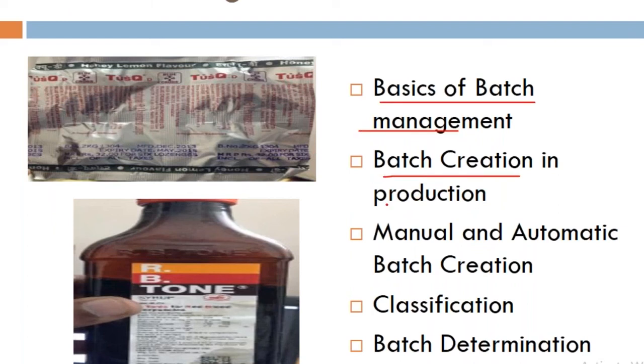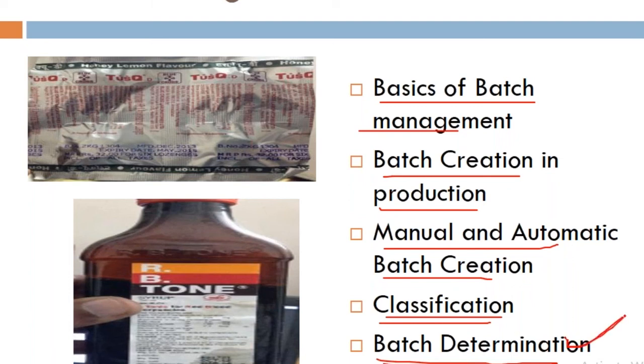Okay. After this, we will go for batch management. I hope all of you know what a batch is. We will see what batch management is, and how batches are created in production, whether automatic creation or manual creation in the production order. That we will see. And then we will see batch classification, characteristic, and class, and how all those things are used.